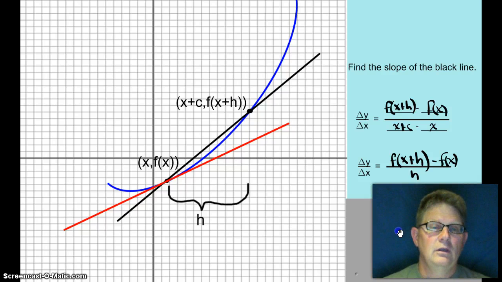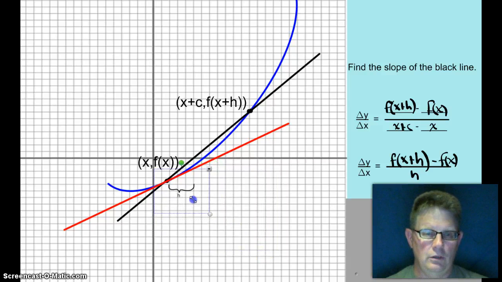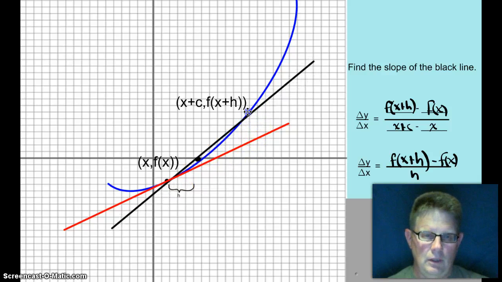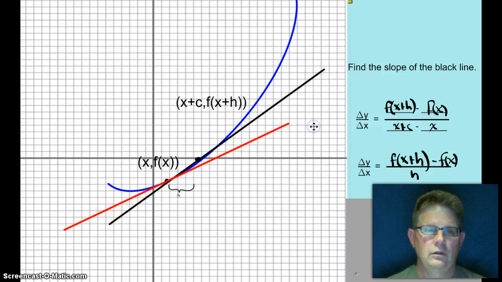Okay, what are we doing? We're finding the slope of that tangent line. Now, some cool things are going to happen here. Alright, what we want to do is we want to find the slope of this red line. So what we're going to do is we're going to make this h smaller. Okay, that means we need to move this down to here. And as we make that h smaller, our secant line is going to get closer and closer to the tangent line.